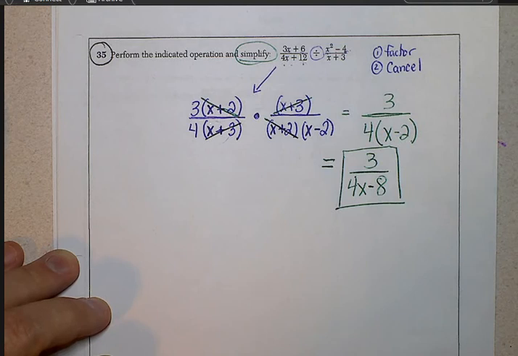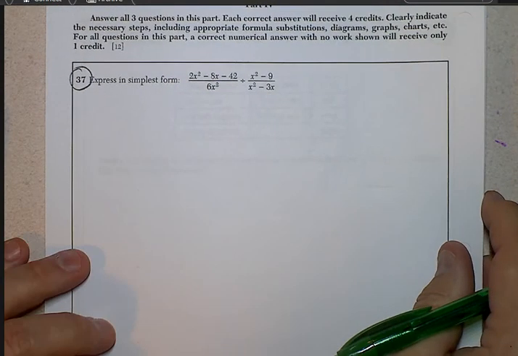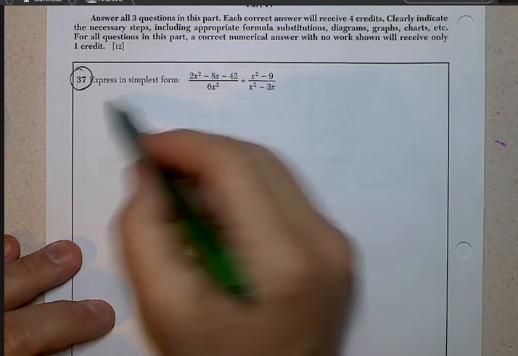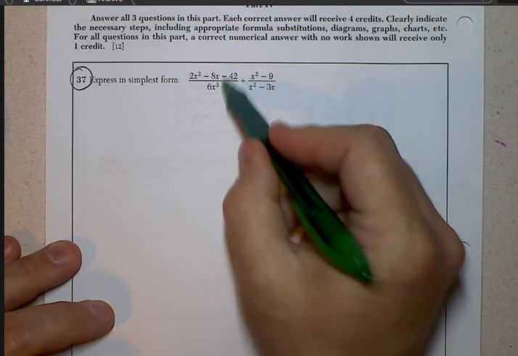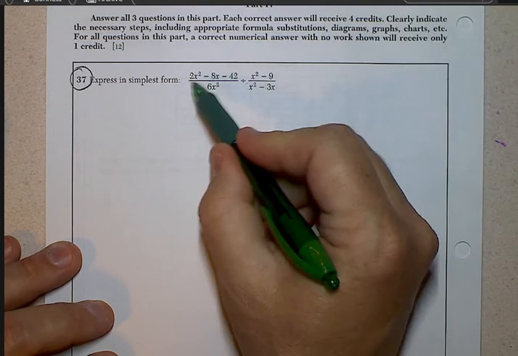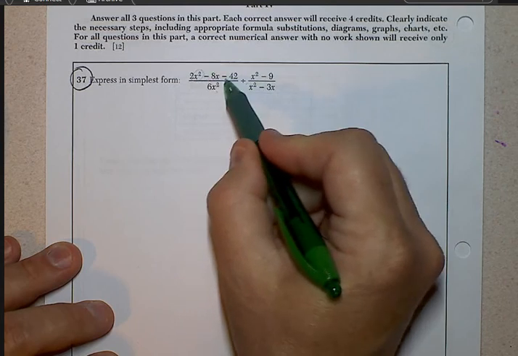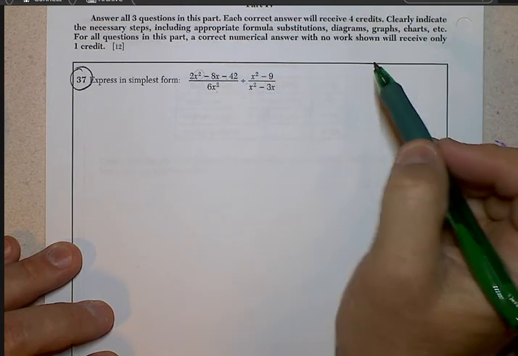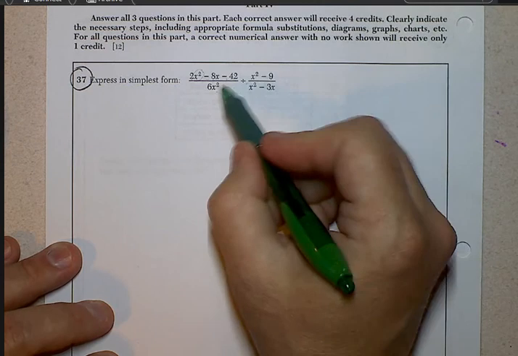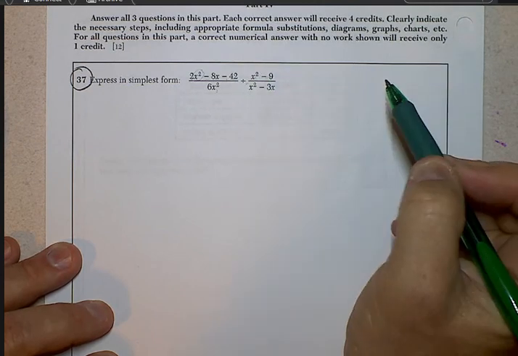All right, next question is just like that one, except it's a little bit more complicated. Okay, so we're going to take a look, and it says express in simplest form, and you see the division of rational expressions. So let's make sure we look to factor first. Do not cancel this x squared and that x squared. This x squared is attached to other terms with a plus or a minus, so I can't cancel it. Can't cancel it with this x squared because of that minus sign. Okay, so we're going to have to look to factor.